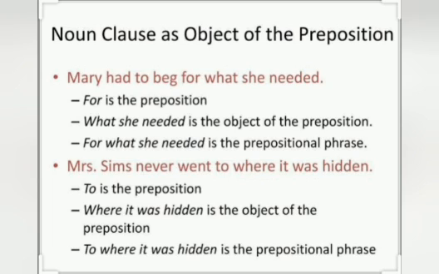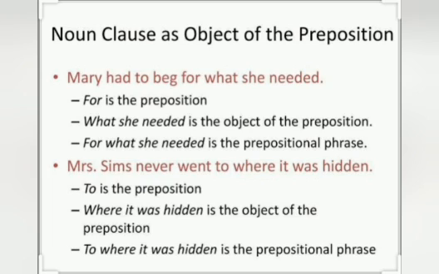Take another example. Mrs. Sims never went to where it was hidden. So ask the question what to the sentence to find the noun clause. So, where did Mrs. Sims never go? Went to where it was hidden. So that's your noun clause. Yeah? And what is the preposition? To. What is the subject in the sentence? Mrs. Sims. And what is the verb? Went. Yes? So here, object of preposition is "where it was hidden".